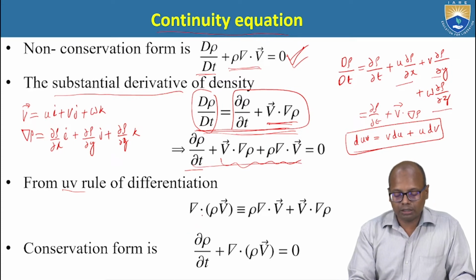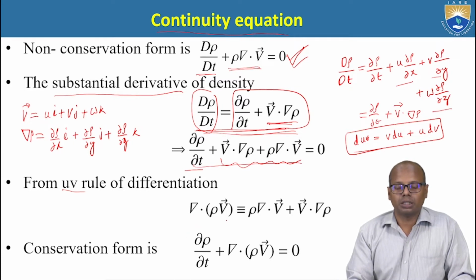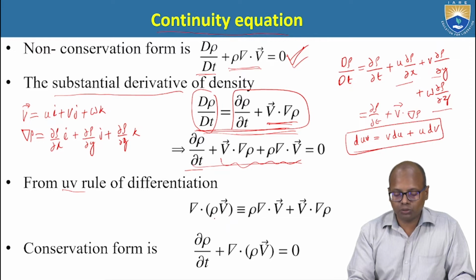Now del dot rho v bar. This is u, this is v. If I apply the UV rule, I have to differentiate this one and this one two times.